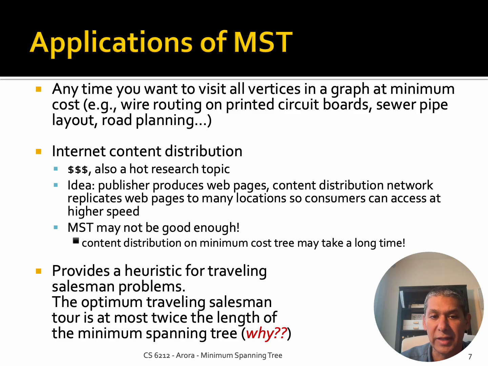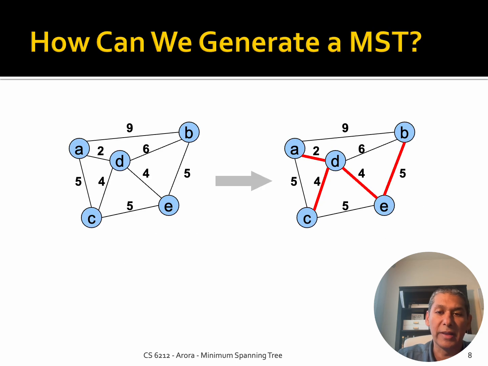There are many different applications of minimum spanning tree. We just considered the electricity distribution problem. We could also think of the internet content distribution, which is also a hot research topic. And in general, it solves many similar problems where we're trying to connect many different nodes to a central location, even if not directly. Another interesting application of minimum spanning trees is that you get a heuristic for traveling salesperson problems. The reason there is that the optimum TSP tour is going to be no more than twice the length of the minimum spanning tree. And you can dig into that a little bit deeper.